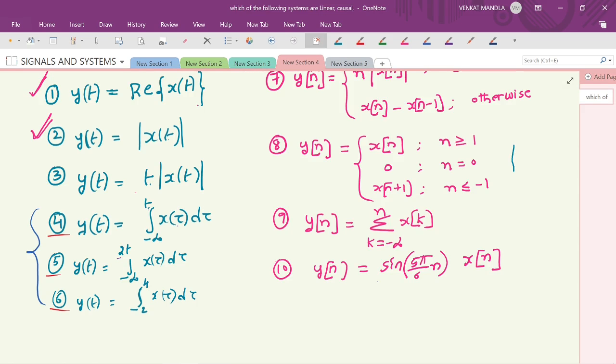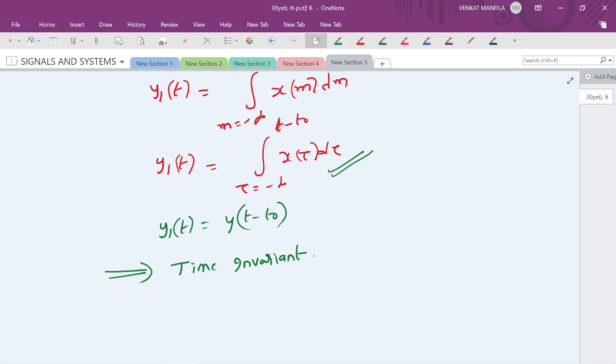Next, the fifth question, y(t) equals the integral from minus infinity to 2t of x(tau) d tau. You can easily find out from this equation itself. Here 2t is there, so there is an operation on t. If any operation on t is there, then the system is time variant. That we can check. I will give you the proof also.